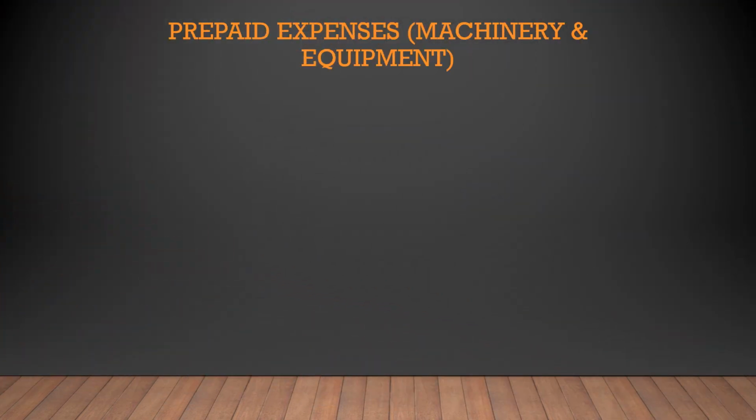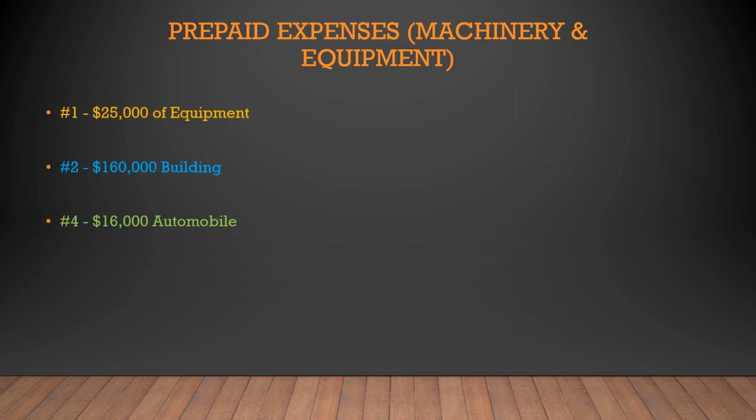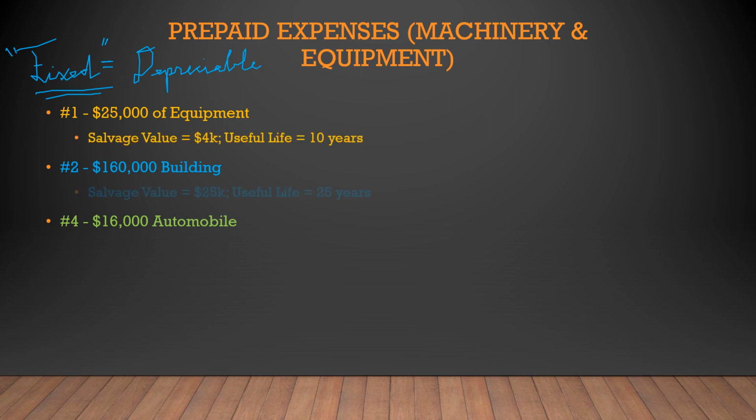What other assets will CNA depreciate? Recall that CNA acquired the following fixed assets in transactions 1, 2, and 4. The term fixed in fixed asset just means depreciable. Let's presume those assets have the following salvage values and useful lives. Pause the video and see if you can figure out their depreciation amounts for December, as well as their respective journal entries.